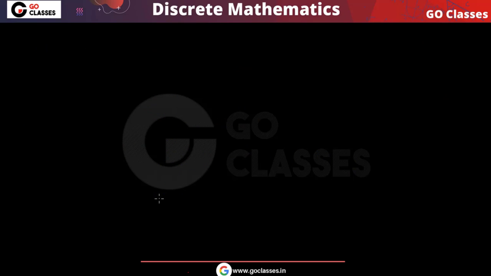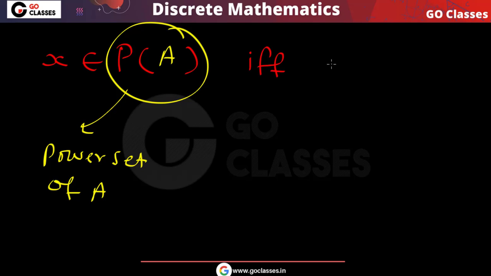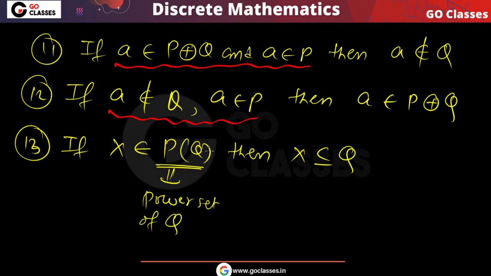The next one, if X belongs to power set of Q. If this element belongs to power set of Q, what does this mean? Let me just take power set of A. What is power set of A? That is the set of all subsets of A. So if X belongs to power set of A, then it means that X is a subset of A. Because if X is in power set of A, it automatically means that X is a subset of A. Also, if X is a subset of A, then I can say X is in power set of A.